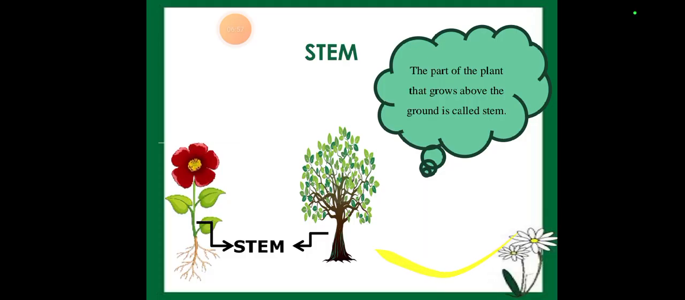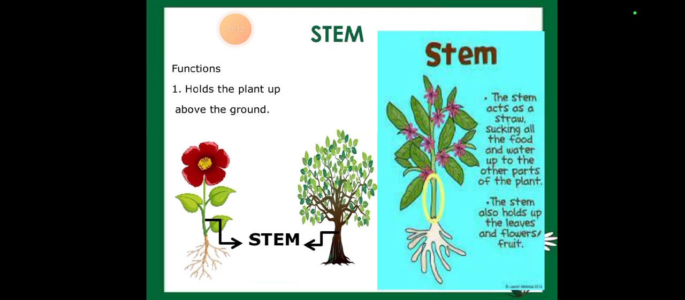Then second of all, I have the stem. So what is basically a stem? The part of the plant that grows above the ground is called the stem, the part that basically holds all of these things. It goes above the ground and holds the leaves properly and strongly. So it has the function to hold the plant up above the ground. These are the stems that hold the plant.